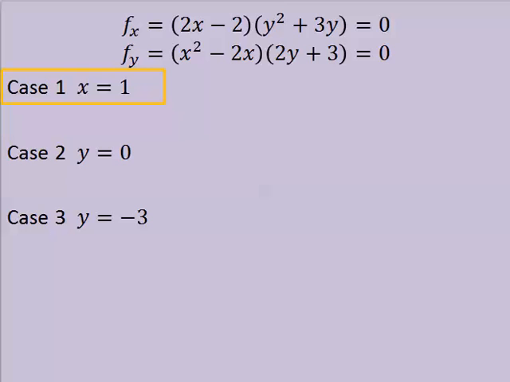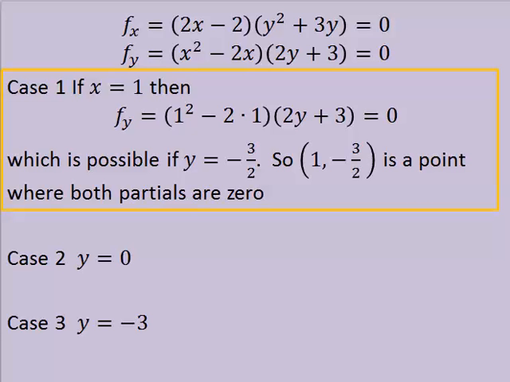We will now examine the second equation, f partial y equals 0. We will do that case by case. In case 1, if x equals 1, then in order for f partial y to be 0, it must be true that y equals negative 3/2.